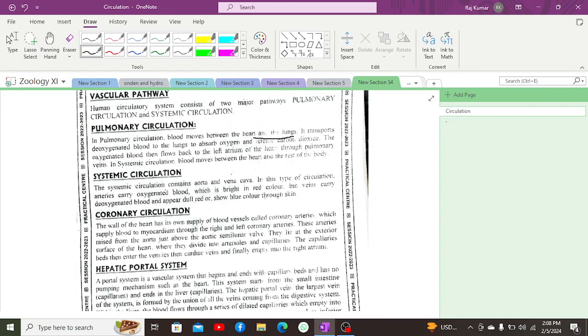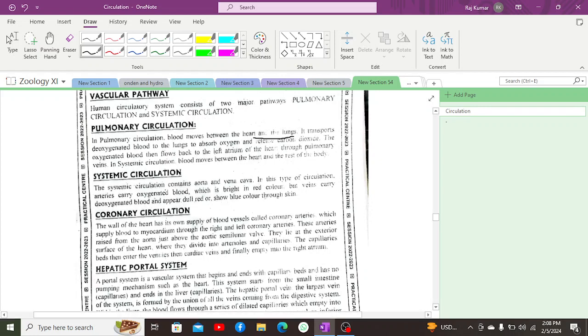And the systemic circulation contains the aorta and vena cava. In this type of circulation, arteries carry oxygenated blood, which is bright red in color, but veins carry deoxygenated blood and appear dull red or show blue color through the skin. In such a system, the deoxygenated blood is transferred into the right atrium, and oxygenated blood is transferred from the left ventricle into the systemic aorta.